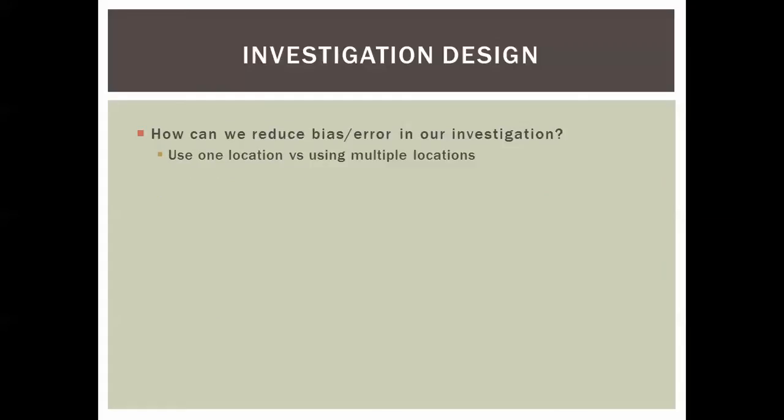How can you reduce bias or error in the investigation? Thinking about one location versus multiple locations. You don't want to confuse any patterns by adding variables. Different locations could behave differently. So if you're looking at something that is dealing with relationships between strict weather things, barometric pressure, and cloudiness, you probably want to just get data for one location.